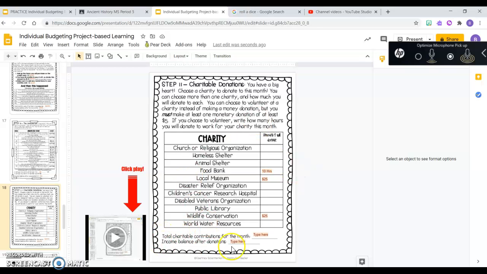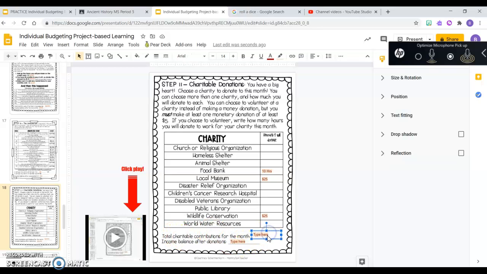So now you're going to go down here, and you are required, you're going to be adding up your charitable money donations for the month. So you go down here, and you are donating $50 over the month.